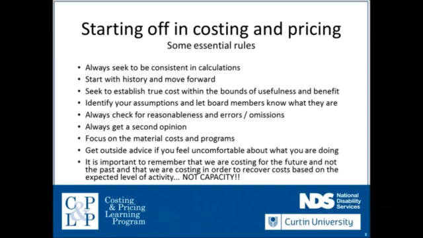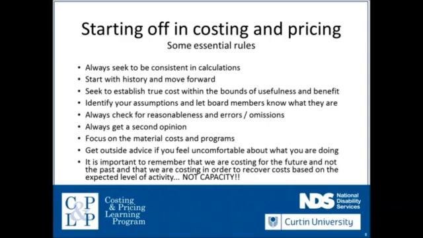Remember, costing and pricing costs time and money. You need to be as sparing with that activity as you do with all of your activities in order to shepherd your resources. You also need to identify your assumptions, and more importantly perhaps letting board members know what those assumptions are. The assumptions relate to what are fixed and variable costs, what are direct and indirect costs, and also what are your expected activity levels and how you rationalise and substantiate those expectations.